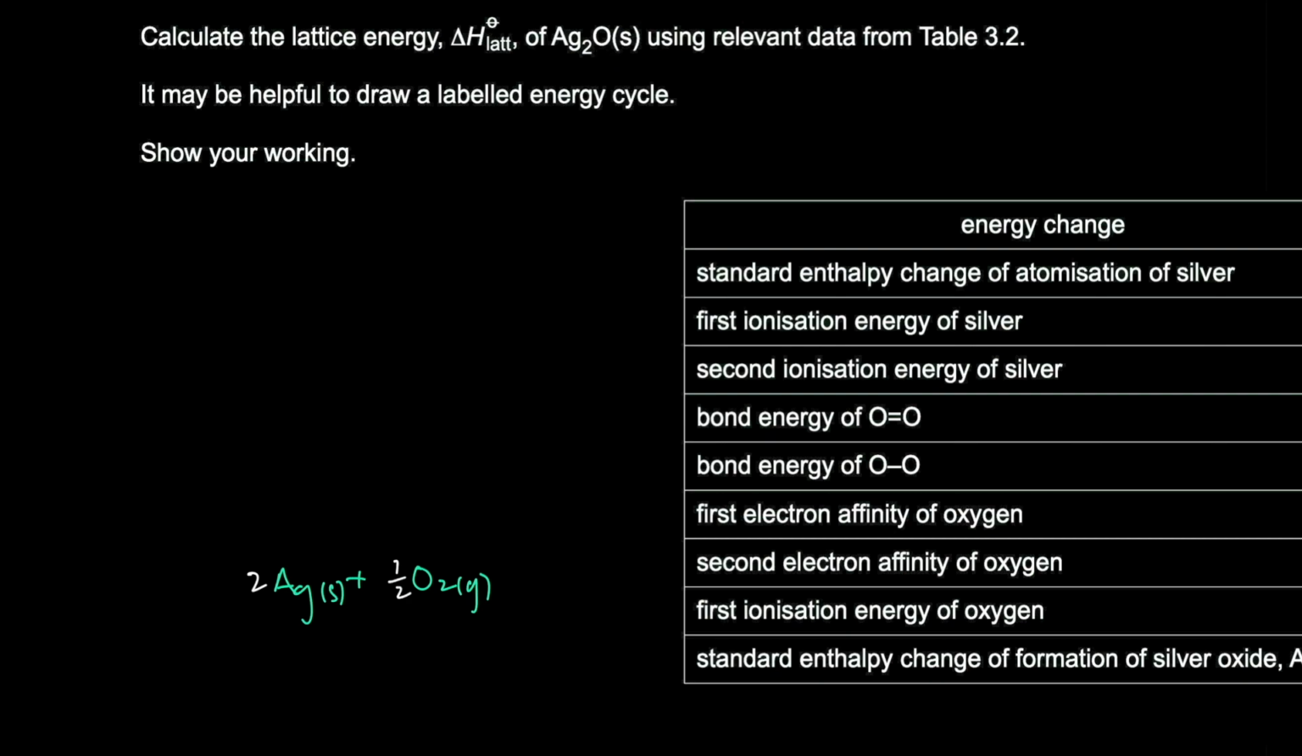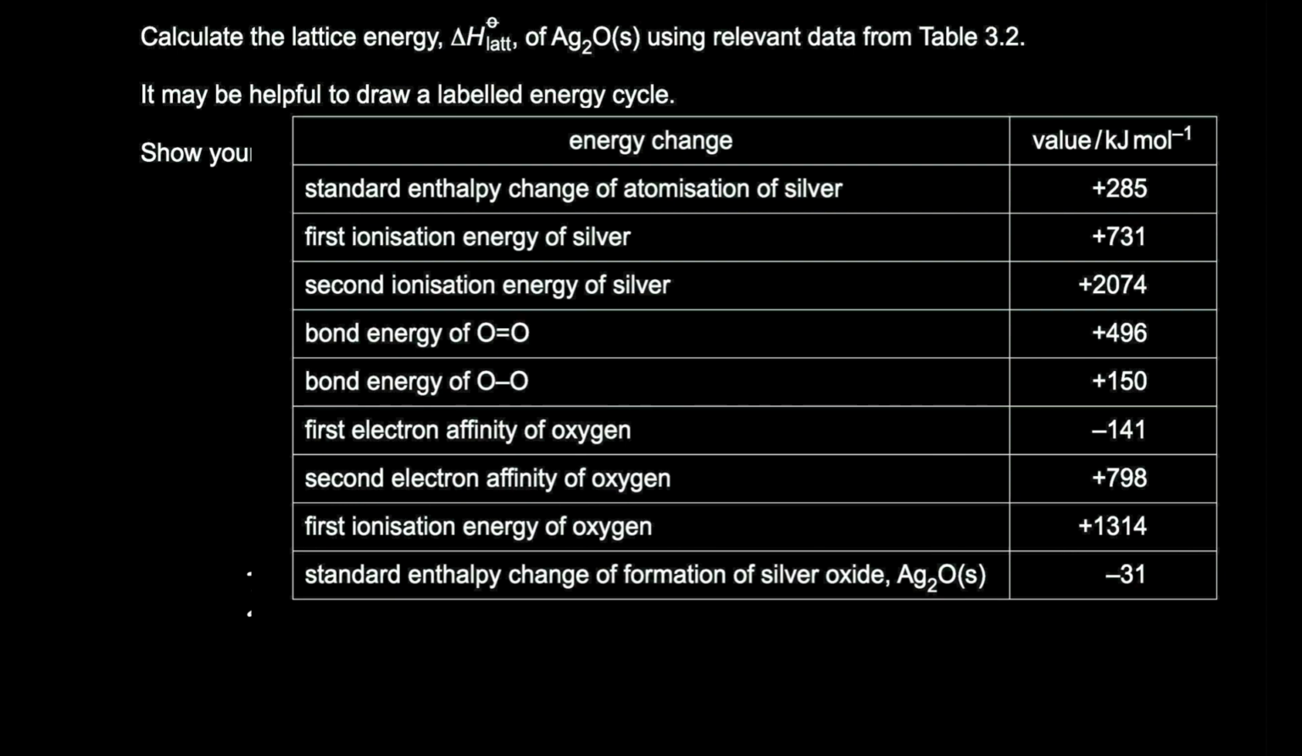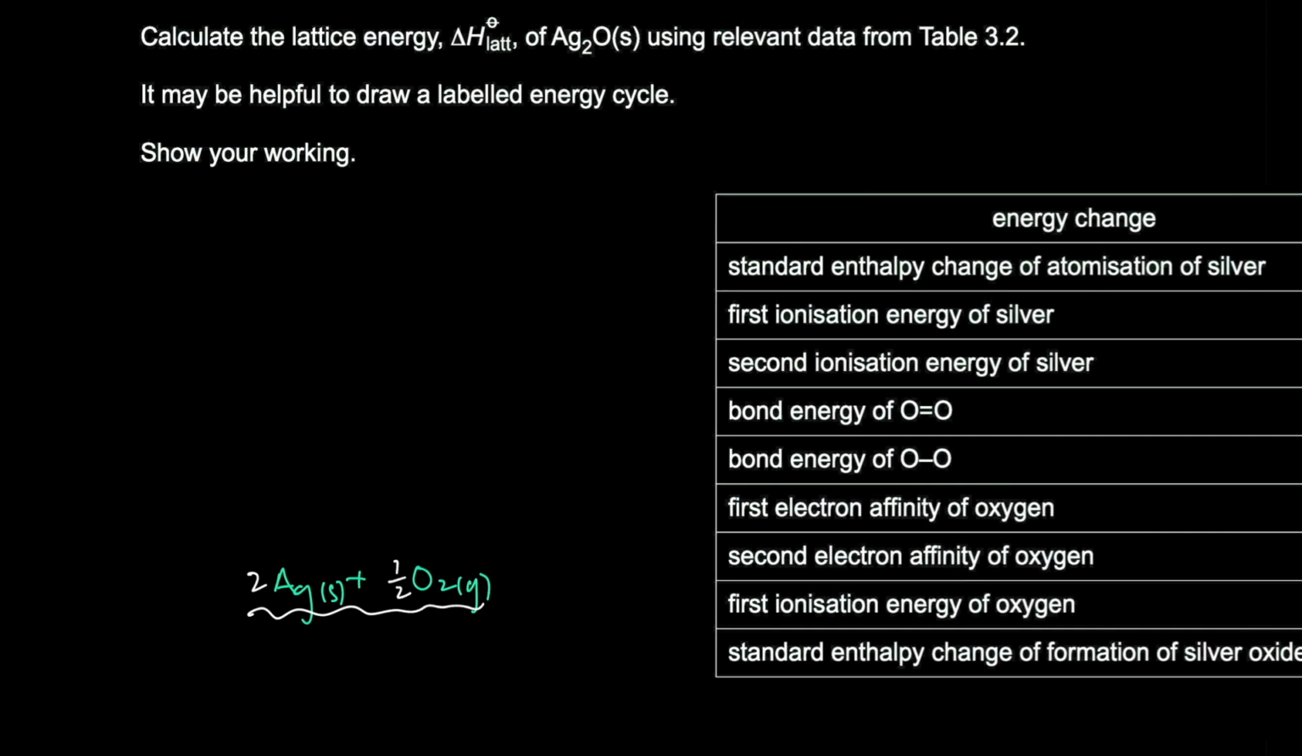Now usually I like to start with the enthalpy change of formation. So I start with the elements. The enthalpy change of formation is given to us, and it is negative 31. So that will be a downward arrow, negative 31, to Ag2O solid. That's the enthalpy change when 1 mole of a substance is formed from its constituent elements. And now we're going to complete the rest of the cycle.